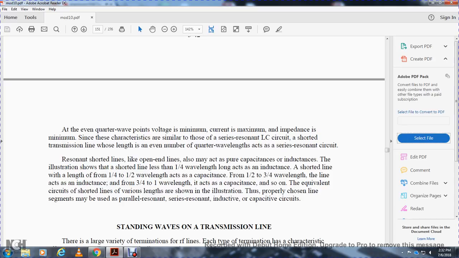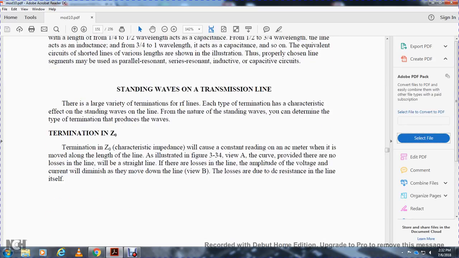The illustration shows the shorted line less than a quarter wavelength long acts as an inductance. From 1/4 to 1/2 wavelength it is a capacitance, and from 1/2 to 3/4 wavelength the line acts as an inductance. From 3/4 to one wavelength it acts as a capacitance, and so on. The equivalent circuit of the shorted line at various lengths is shown in the illustration. Properly chosen line segments may also be used as parallel resonant, series resonant, inductive or capacitive circuits.